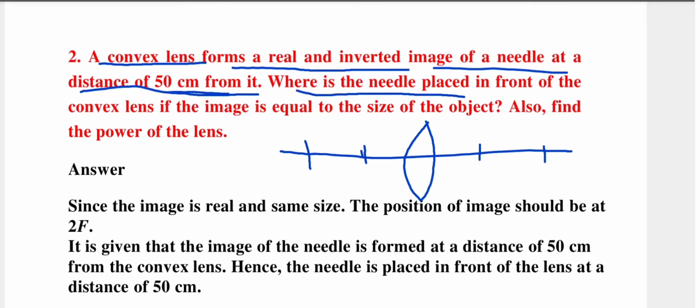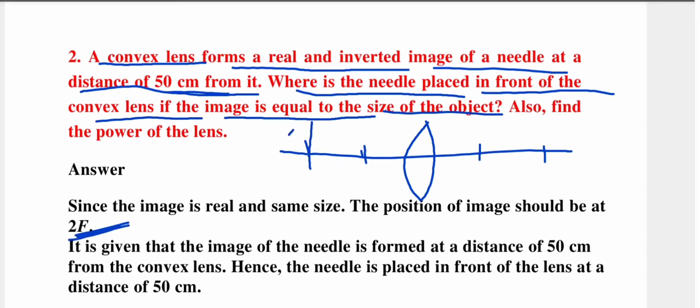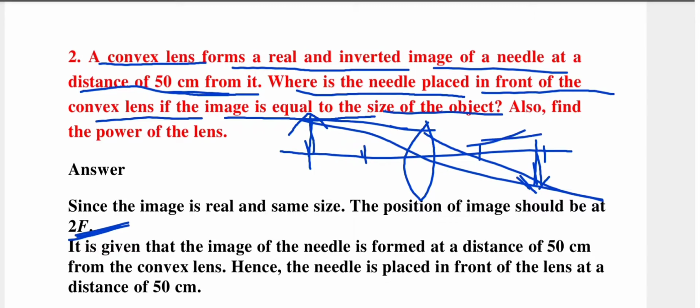Where is the needle placed in front of the convex lens if the image is equal to the size of the object? You remember the table in the case of convex lens. Where exactly should you place the object to get an image of the same size as the object? That is 2f. When you place the object at 2f1, you will get the image exactly at 2f2. One ray will go like this. You know the image formation, I have already explained. This is the image diagram. So the answer is very clear.